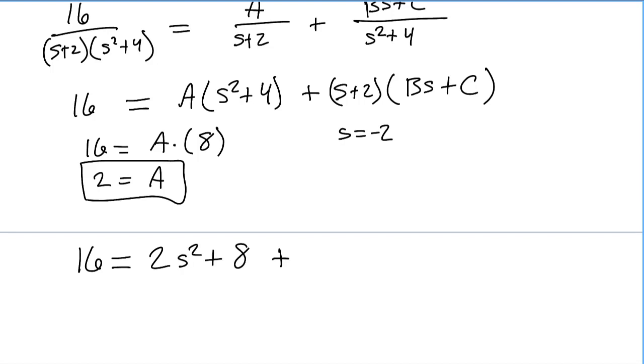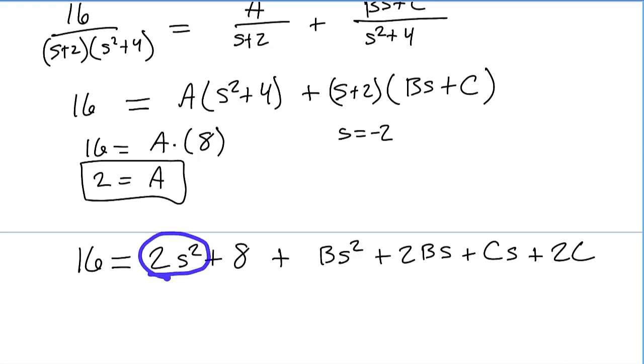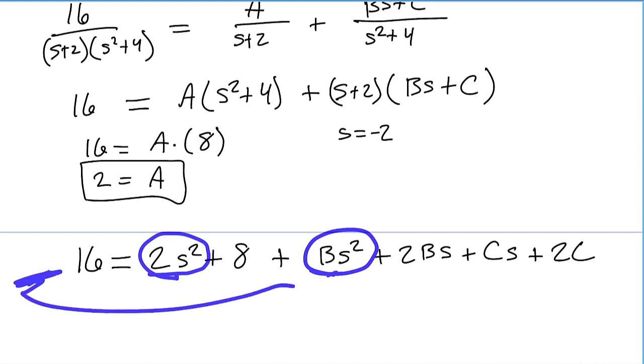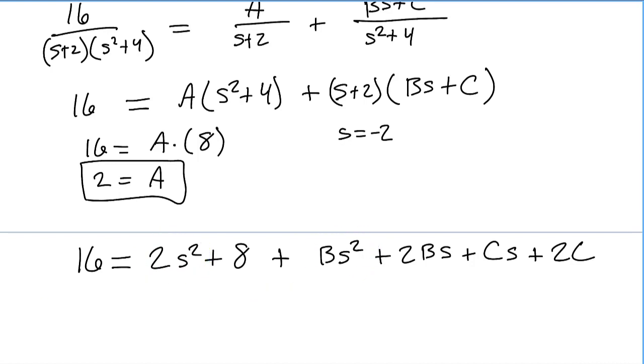And then we're going to multiply this other one out: Bs squared plus 2Bs plus Cs plus 2C. And this should actually get us there, because here is 2s squared and here is Bs squared, and there are no s squared terms over here. So it has to be the case that B is equal to -2, just because the number of s squared terms on the left has to match the number on the right.